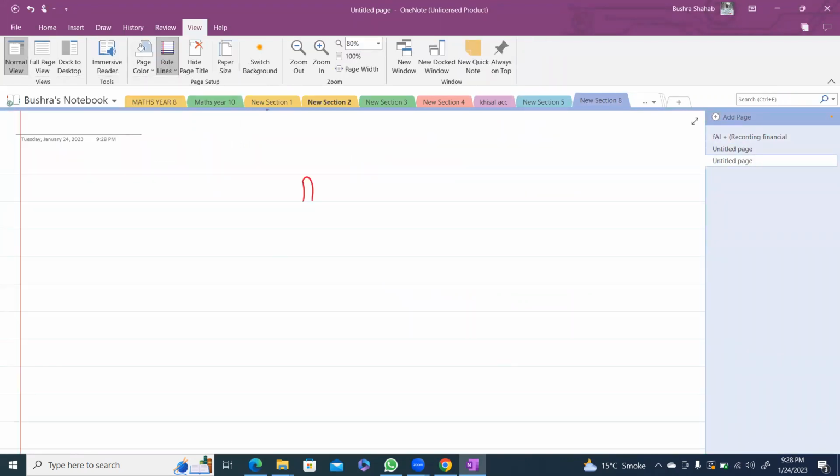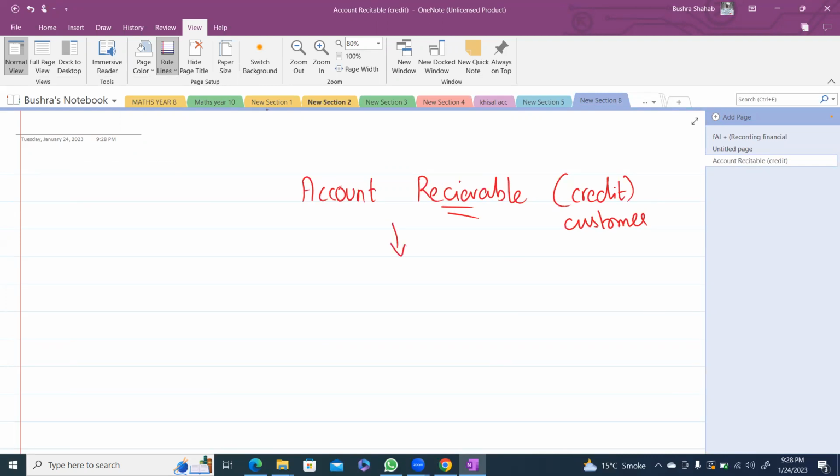Then we have receivables. Account receivable is also a current asset because they are basically our credit customers from whom we have to receive the money. Receivable means you need to receive the money. You sold goods on credit and now they are going to pay you. You have to receive money from them. So they are basically your account receivables. And they are also your current assets.